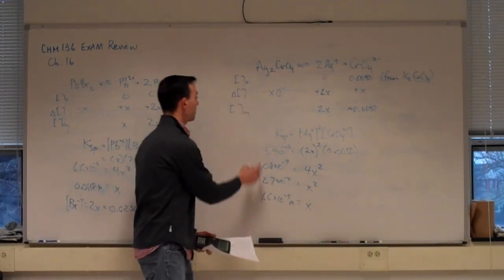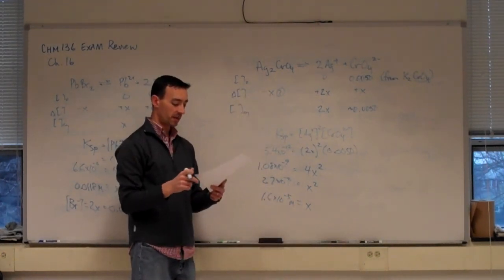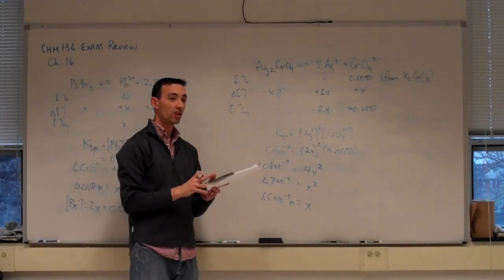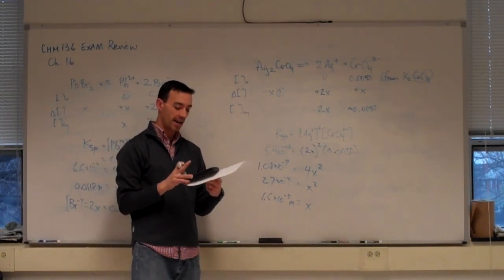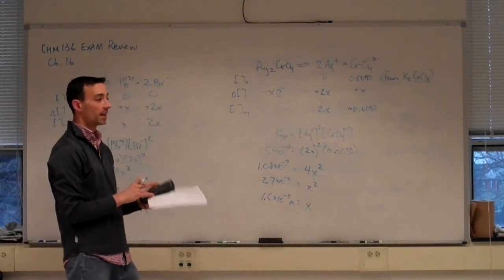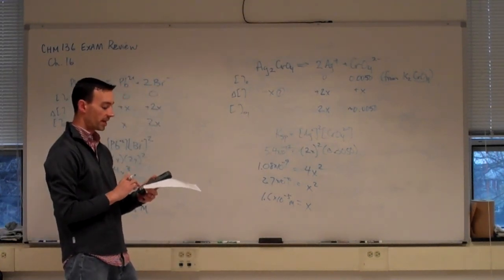Now this does represent a molar solubility because it is the amount of silver chromate that will dissolve now in the potassium chromate solution that we have there.